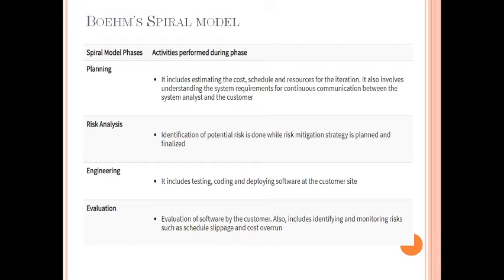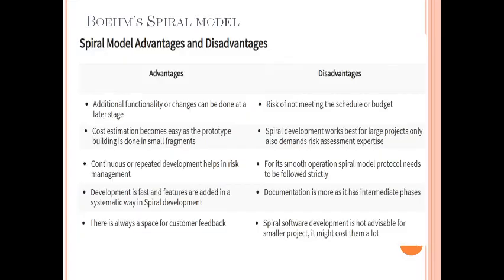So in Boehm's spiral model, it's not that one phase has to be completed and we have to shift to the next phase. No, because new requirements will be coming. So based on the new requirements, all the phases can be followed. So this Boehm's spiral model contains 4 different phases. Now we'll see the advantages and disadvantages.